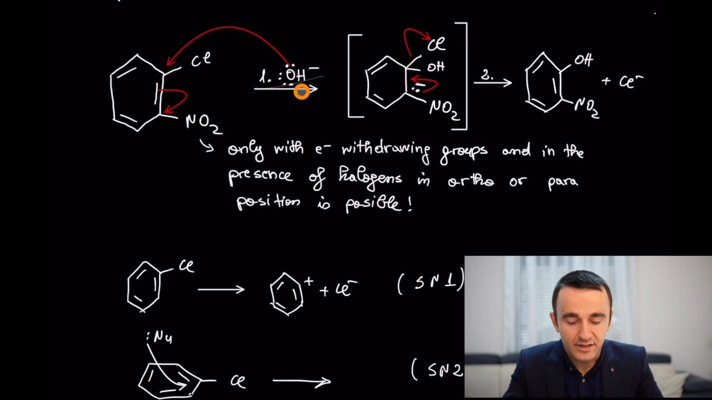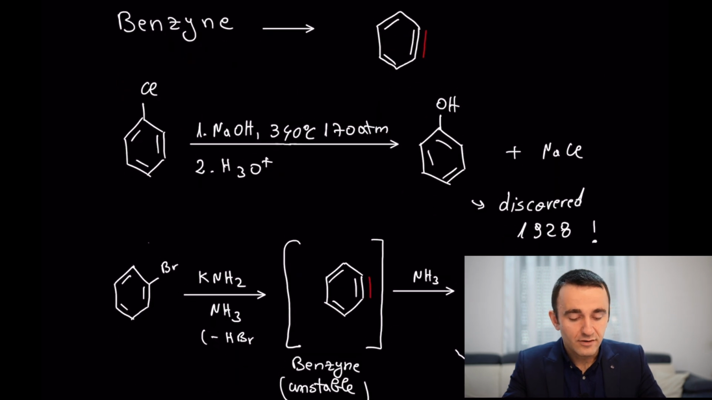This mechanism, as you can see, is not an SN1 mechanism, where you have the carbocation formation as an intermediate step, or an SN2 mechanism, where the nucleophile has to attack from the back and reverse the configuration. It's different, okay? Let's move now to benzyne.